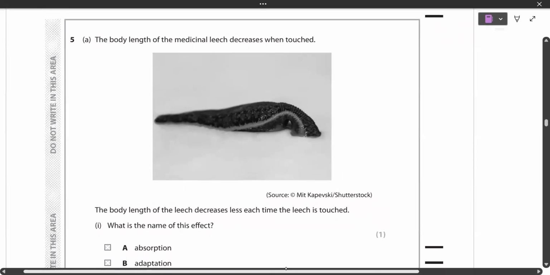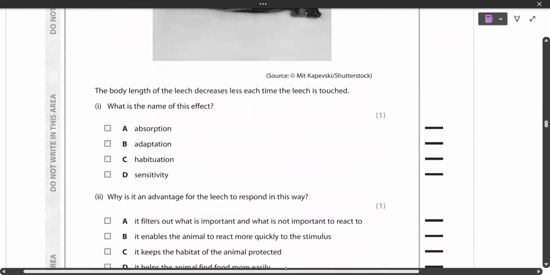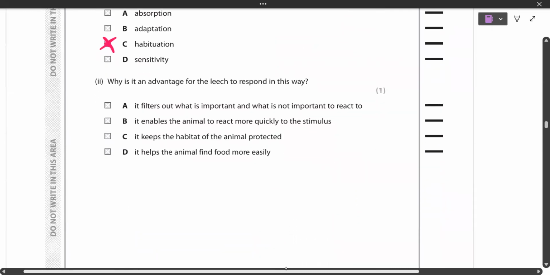There is a large decrease in length when touched. The body length of the leech decreases less each time the leech is touched. What is meant? What is the name of this effect? Exactly, this is habituation, as it is a long-term physical change.